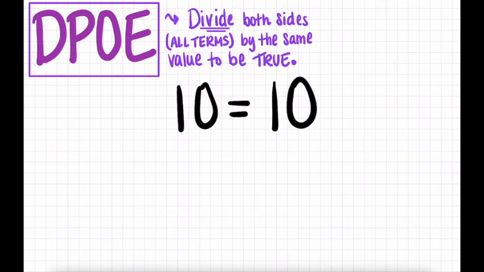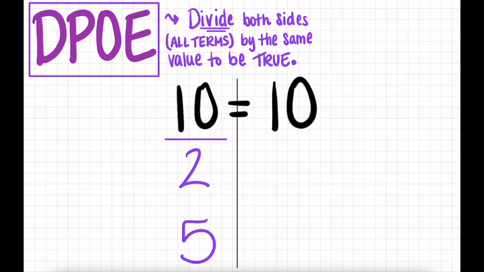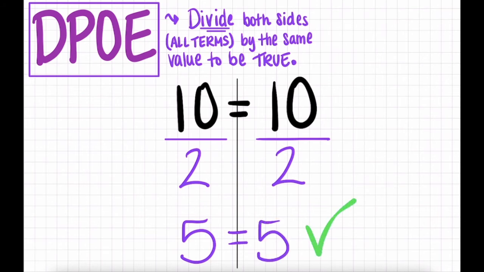Time to look at DPOE, the division property of equality. Line down the middle of my equal sign to keep the left side separate from the right. Now let's say I decide to divide the left side of this equation by 2. 10 divided by 2 is 5. If I keep everything as is, do I have a true equation? No way, Jose. 5 does not equal 10. So if I'm going to divide the left side of the equation by 2, I better divide the right side of the equation by 2 as well. 5 equals 5, that's a true equation.